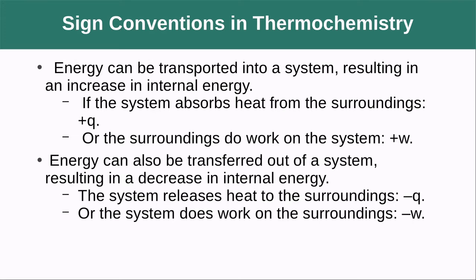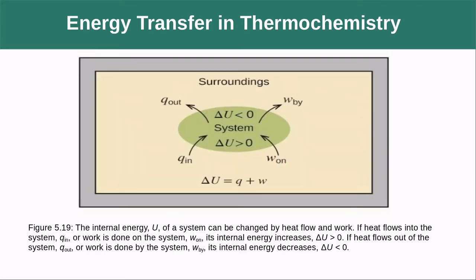Energy can also be transferred out of the system. That system can release heat or it can do work on the surroundings. Both of those values will be negative. We can see that here where we have our system in the center. When the internal energy is negative, work and heat are being removed from the system, whereas if the system is gaining internal energy, work is being done on the system and heat is going in.